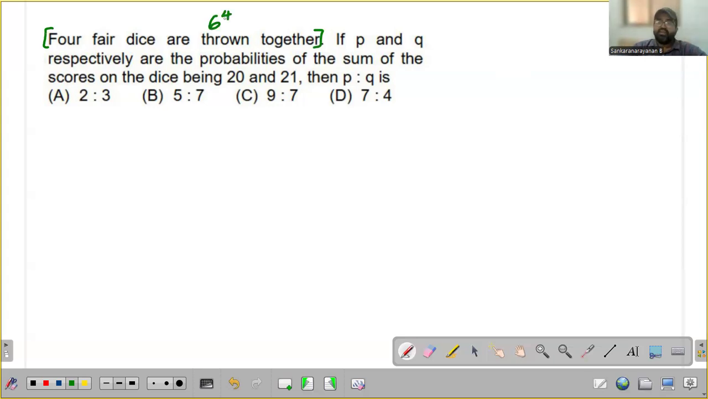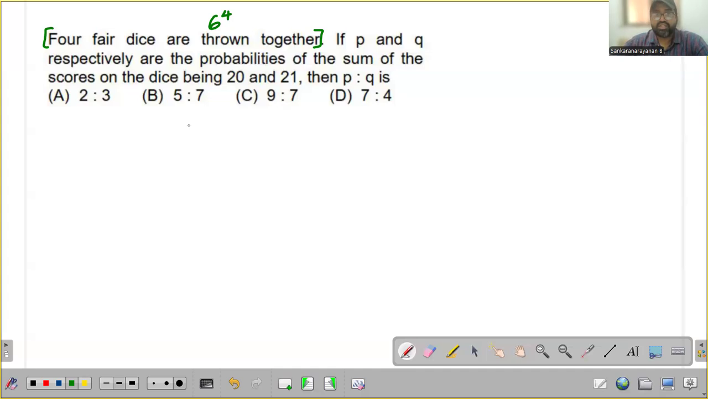Okay, so here itself, when you read this, you should understand the total number of outcomes will be 6 power 4. When you throw it once, 6 outcomes. When you throw it twice, it is 6 into 6, 36 outcomes. When you are throwing it thrice, it is 6 into 6 into 6, 216 outcomes. You are throwing it 4 times. Okay, 4 fair dice are thrown together. Both are one and the same. So you can see the total number of outcomes will be 6 power 4. Okay, now look at this.